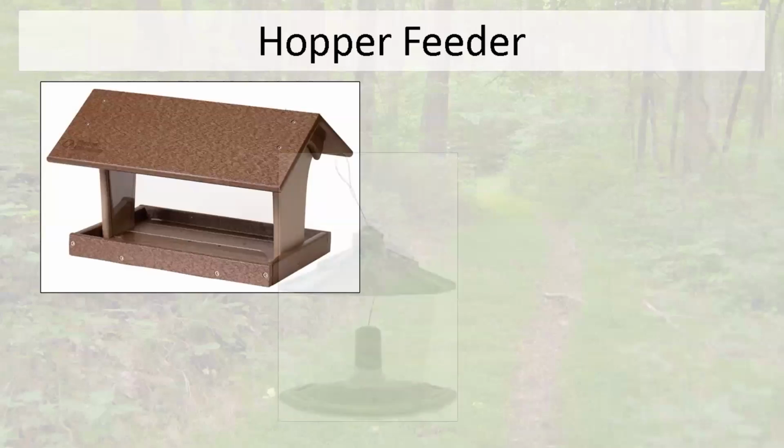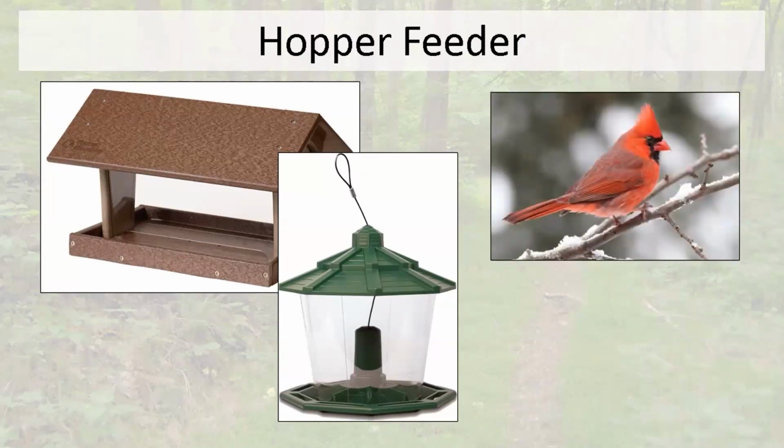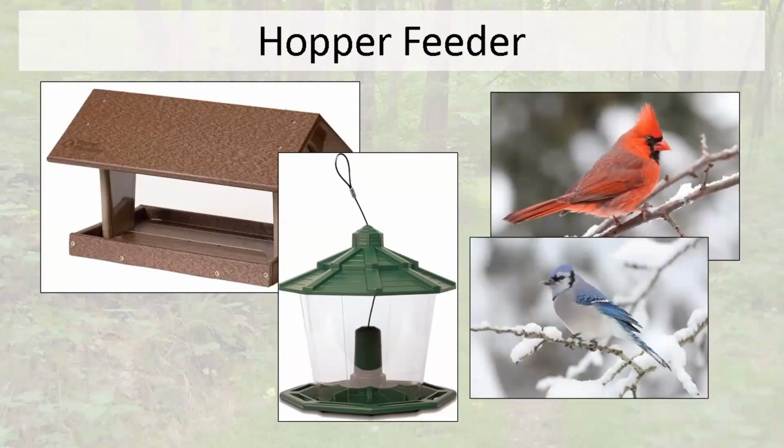Here's another example of a hopper feeder. I would say they're probably one of the more popular feeder types, and a wide variety of bird species will feed from a hopper feeder. Northern cardinals really seem to like them. Blue jays really seem to like them. And of course, all the smaller birds that would feed at a tube feeder will also feed at a hopper feeder, so American goldfinch, house finch, things like that.